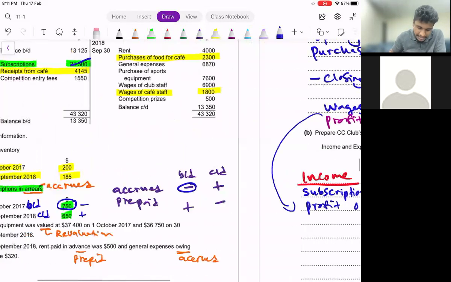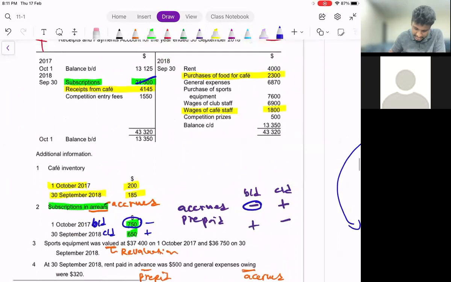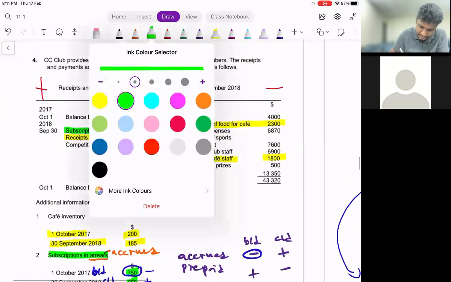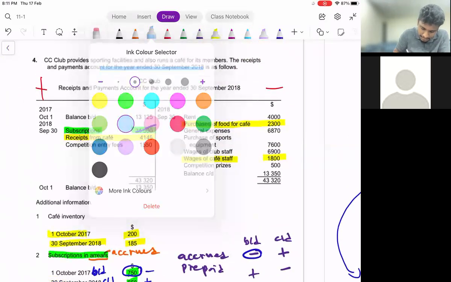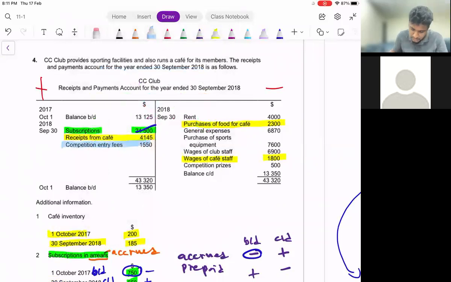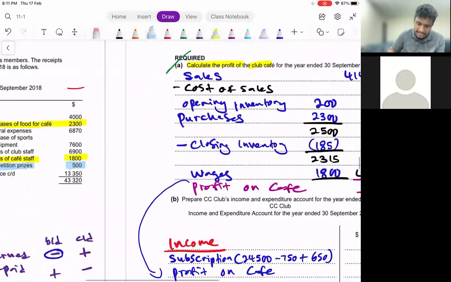After that, do you have any other income? Yes, competition entrance fee. But for this competition entrance fee, do you have any expenses for this competition? If yes, then we need to calculate the profit or gain or loss on the competition. I can see the competition prices here. So competition entrance fee, competition prices. Look at the numbers, this is a profit, you have a gain. If it is a gain, we will record under the income.